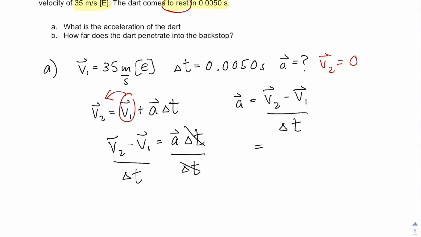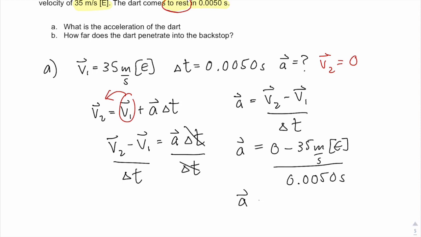Make sure you put v2 and v1 in the correct order, or you will get the wrong direction. So that's 0 minus 35 meters per second east divided by 0.0050 seconds. Punch this in your calculator to determine the acceleration. What you end up with, to two significant digits, is negative 7.0 times 10 to the power of 3 meters per second squared east. That's negative 7,000 meters per second squared east.